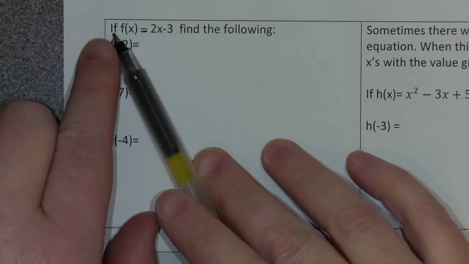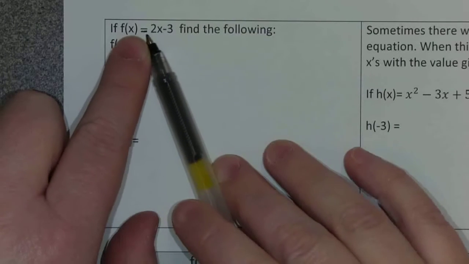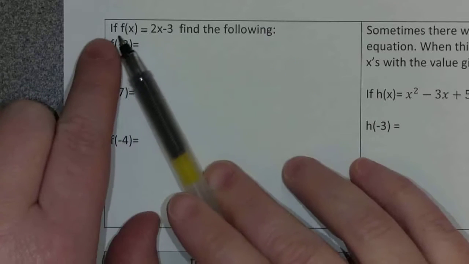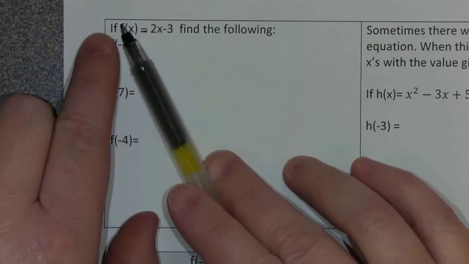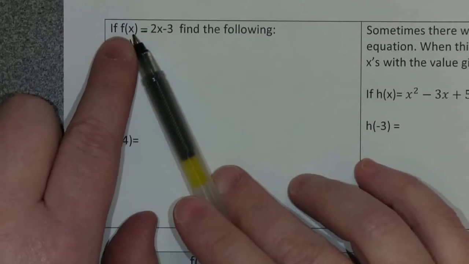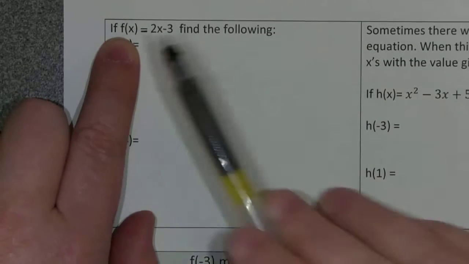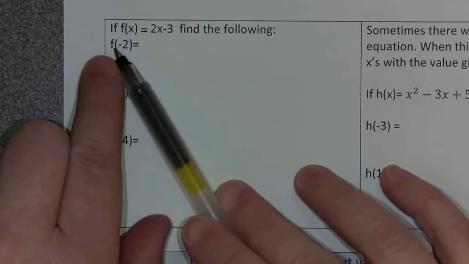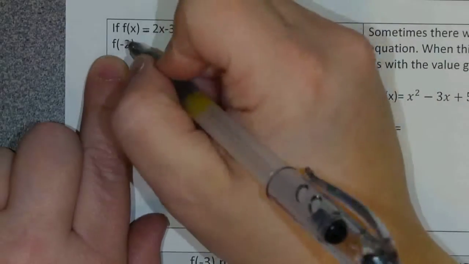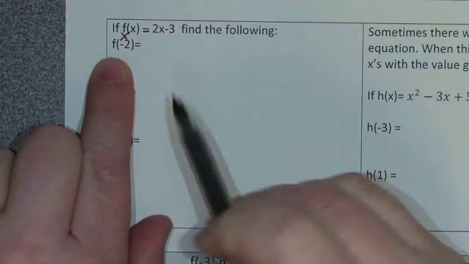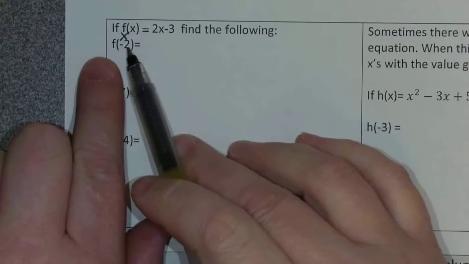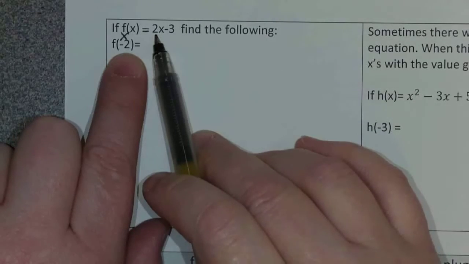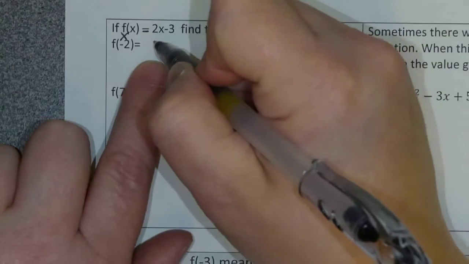Alright, here's the way this reads. It says, if f of x equals 2x minus 3, find the following. So again, this is the function of x, meaning my answer is determined by what value I put in for x. When you go down here and it says f of negative 2, this is your x value. Your x value is negative 2, and you're going to substitute it into the equation in place of the x.